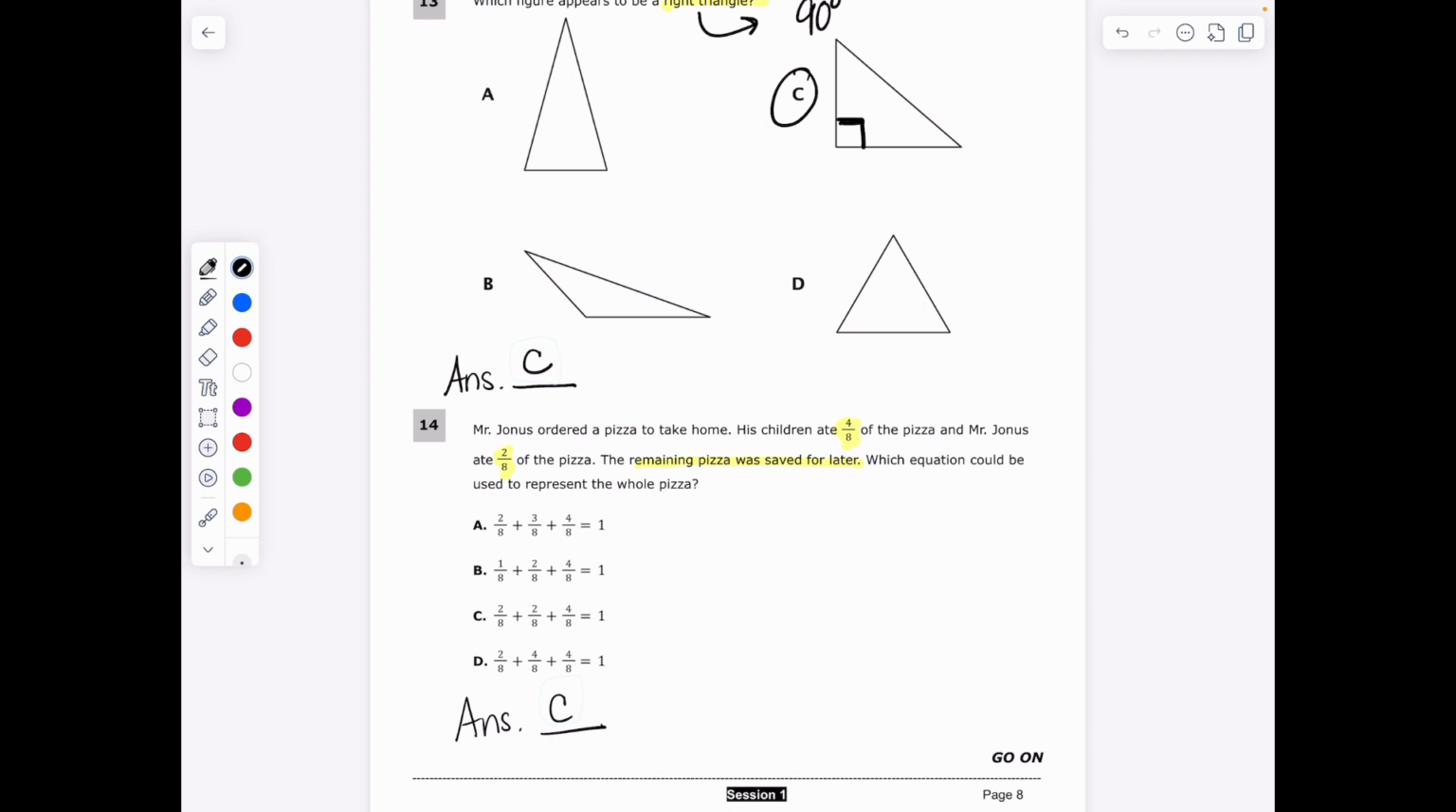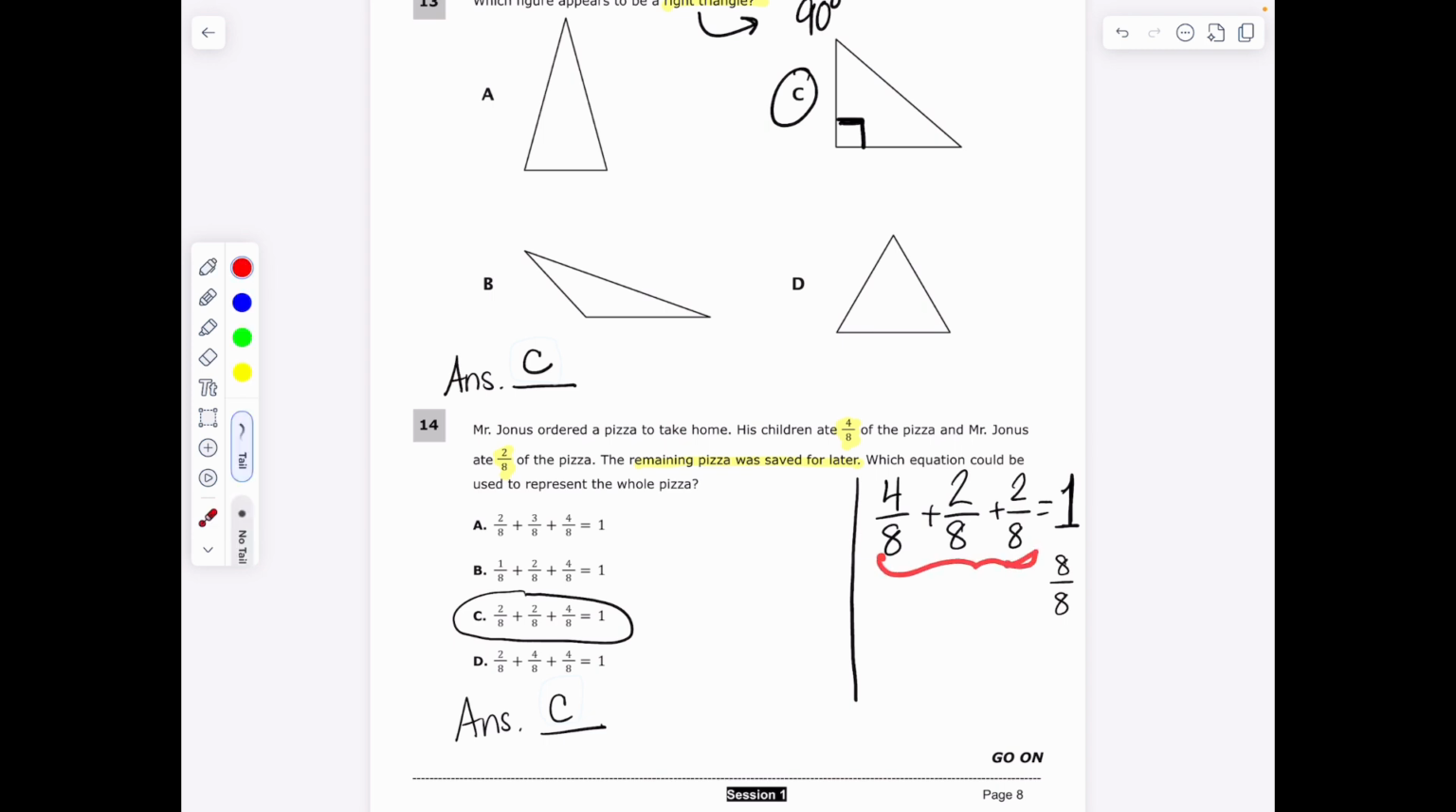So again, 2 ways I can think about this. One visual, one with an expression. So one, we know that kids ate 4/8, and Daddy, Mr. Jonas, ate 2/8 plus some number to get 1 whole pizza. And again, we know that 1 whole pizza just means 8 out of 8. So what number would be missing? So 4 plus 2 is 6. 6 plus another 2 would give us 8 out of 8. And that's why we have this answer, C. 2/8 plus 2/8 plus 4/8. It doesn't matter that they're not in the same order because it's a commutative property, but I can add all of these together to get 8 out of 8.